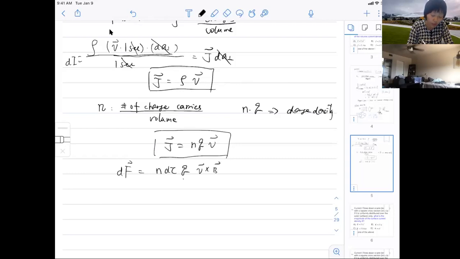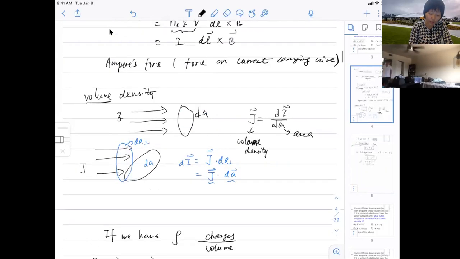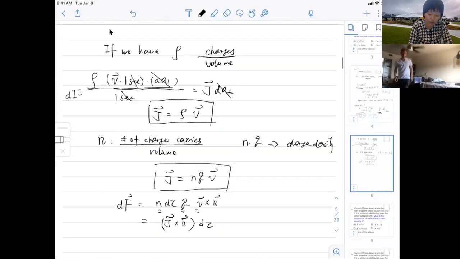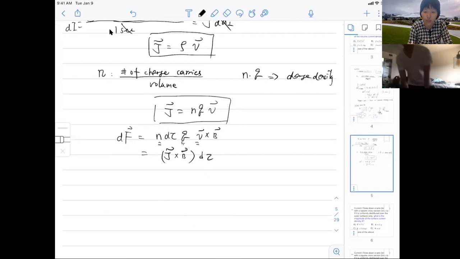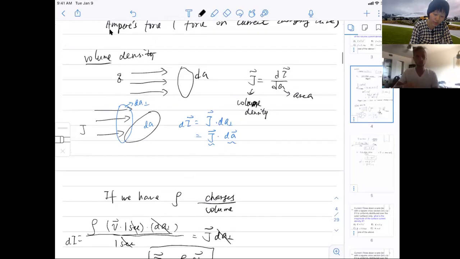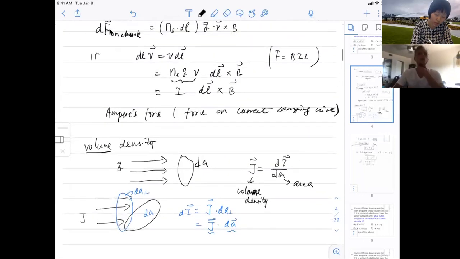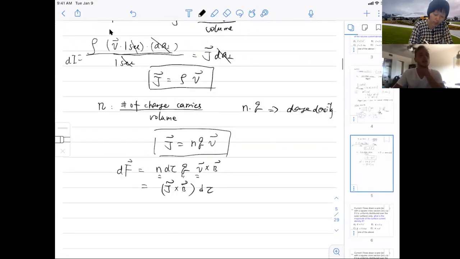Again, n q v is J. So you get J cross B times d tau. Previously we had I dl cross B. Here we have J cross B times d tau. So the earlier one is for the 1D situation, and this is for the 3D situation.